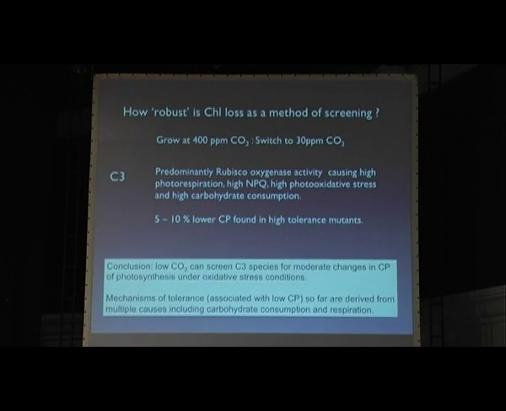And this is largely caused, we think, by changes in respiration rate and carbohydrate consumption, but there are multiple mechanisms associated with this tolerance. So I think low CO2 is perhaps a little bit too harsh to select just for photooxidative stress.